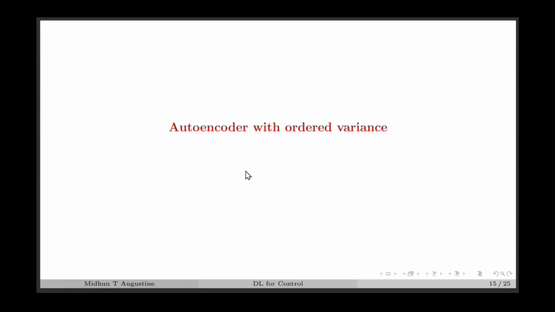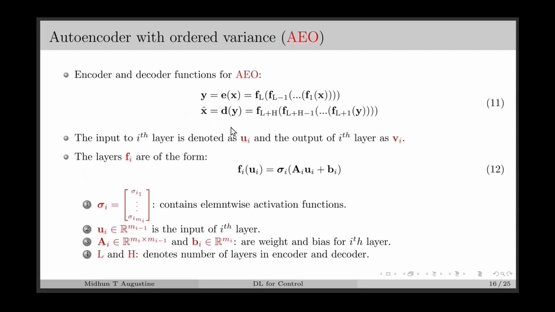Next, we move on to the autoencoder with ordered variance, or AEO, in which the encoder and decoder functions are chosen similar to the standard autoencoder. Here the encoder consists of L number of layers and the decoder consists of H number of layers. Each layer of the encoder and decoder can be represented as a composite function similar to a neural network, as in equation 12, where sigma I contains the activation function for the ith layer, AI is the weight matrix for the ith layer, and BI is the bias vector.